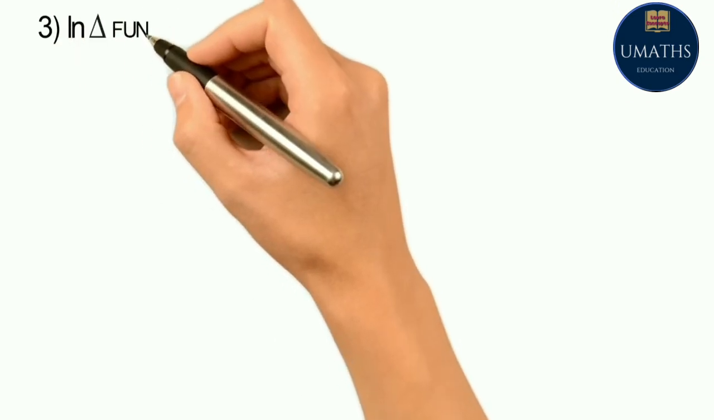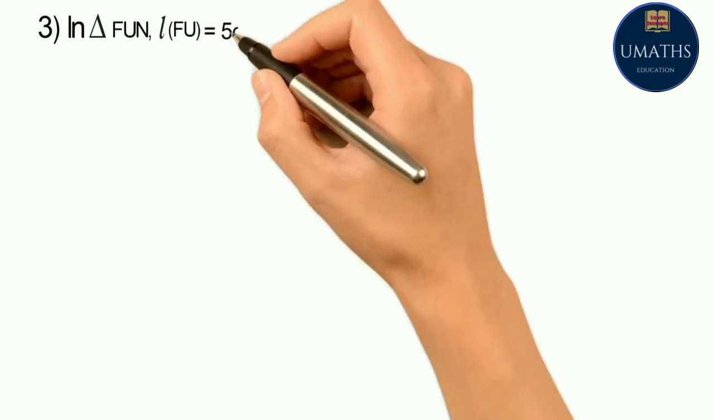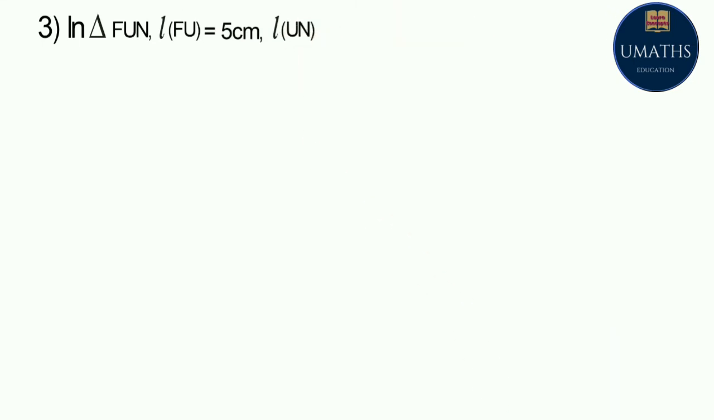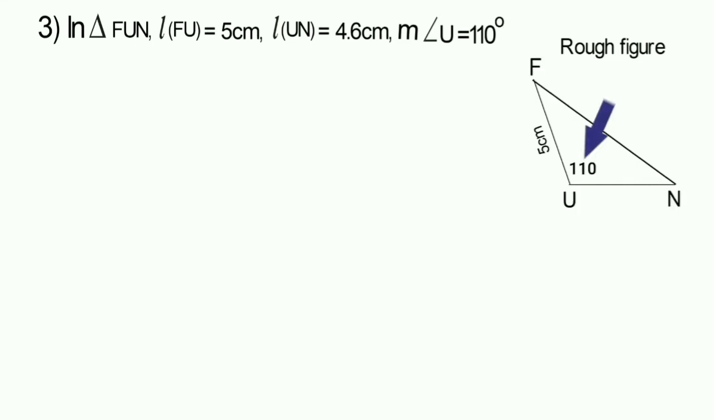Let us construct a triangle FUN whose side FU has 5 cm and side UN has 4.6 cm length. Measure of angle U is 110 degree. Students, note here included angle U is obtuse angle. So, the triangle will be obtuse angled triangle. Now, you are going to solve this question for better practice.